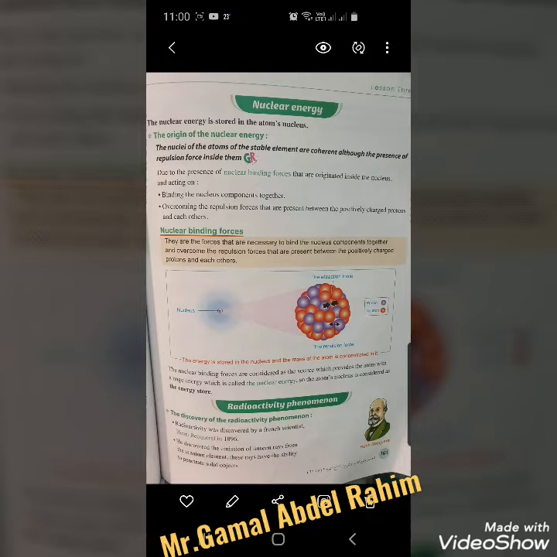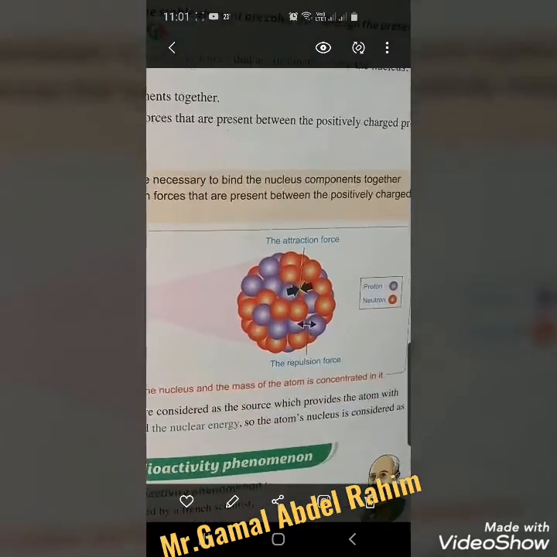If you are asked to give a reason why the nuclei of atoms of stable elements are coherent despite the presence of repulsion force inside them, the answer is that the nucleus is stable. Coherent means stable or fixed. This is due to another force called the nuclear binding force, against the repulsion force.